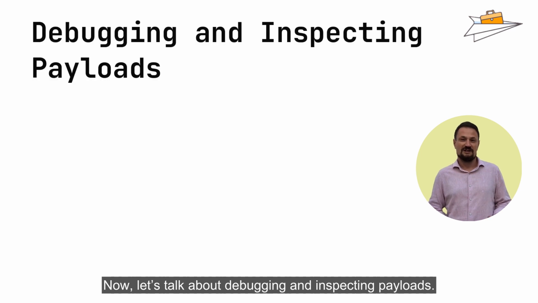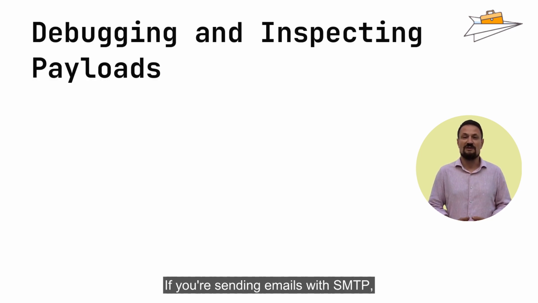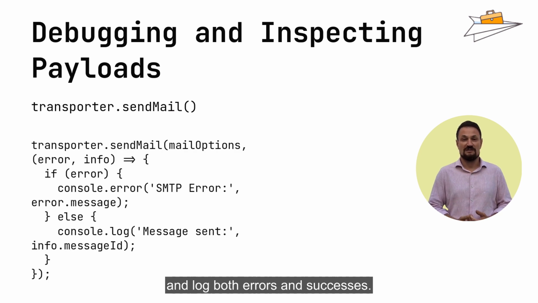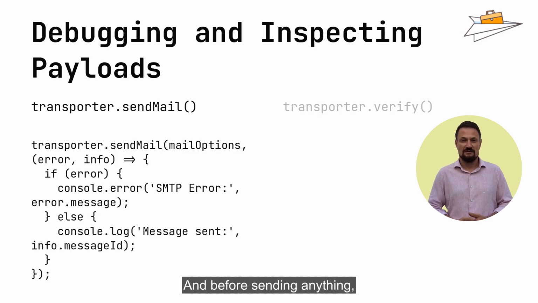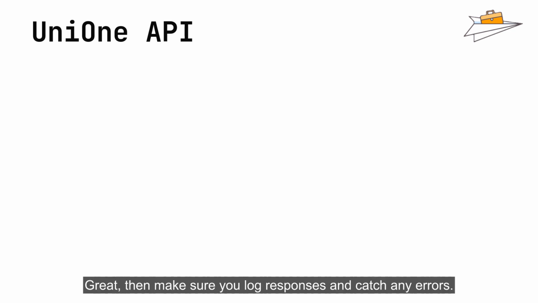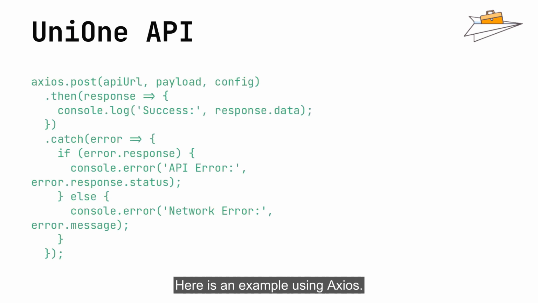Now let's talk about debugging and inspecting payloads. If you're sending emails with SMTP, like with NodeMailer, always use the sendMail method of the transporter object, and log both errors and successes. And before sending anything, run transporter verify to check your connection and credentials. Using the UniOne API? Great. Then make sure you log responses and catch any errors. Here is an example using Axios.